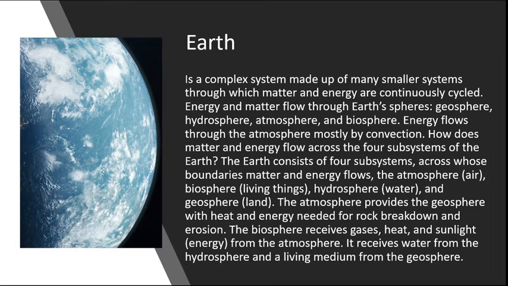The Earth consists of 4 subsystems, across whose boundaries matter and energy flow: the atmosphere (air), biosphere (living things), hydrosphere (water), and geosphere (land). The atmosphere provides the geosphere with heat and energy needed for rock breakdown and erosion. The biosphere receives gases, heat, and sunlight (energy) from the atmosphere. It receives water from the hydrosphere and a living medium from the geosphere.